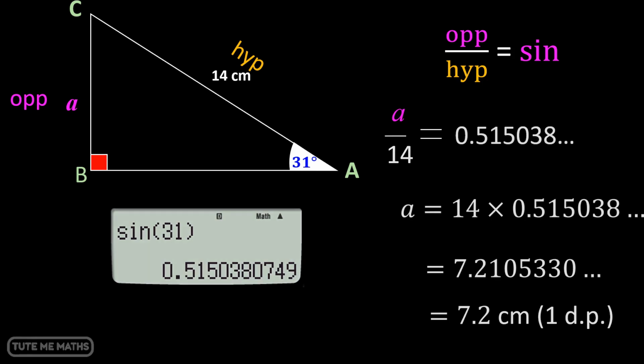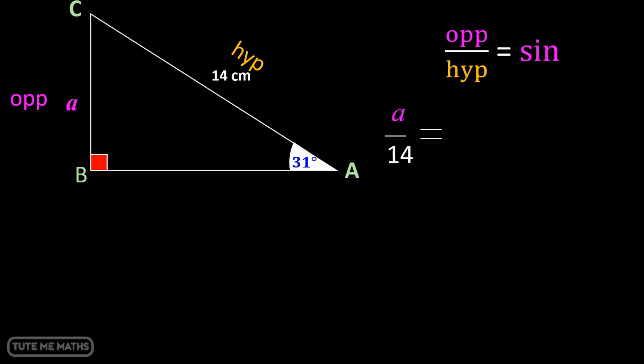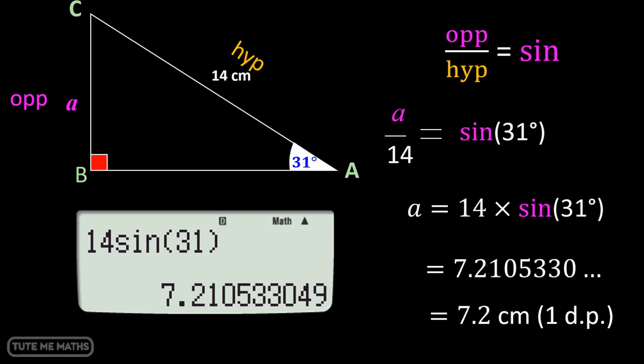But there's a much neater, simpler way to show the relevant calculations without the need for abbreviating this decimal value. Instead of checking the ratio value for 31 degrees, we simply write that our expression must equal whatever the value of sine 31 is, multiplied by 14. And just like we do with algebraic expressions, we can leave the multiplication sign out. 14 sine 31 means 14 times sine 31. All we need to do now is type the expression into our calculator and we get this answer. Good practice is to show the unrounded value, then the rounded answer.